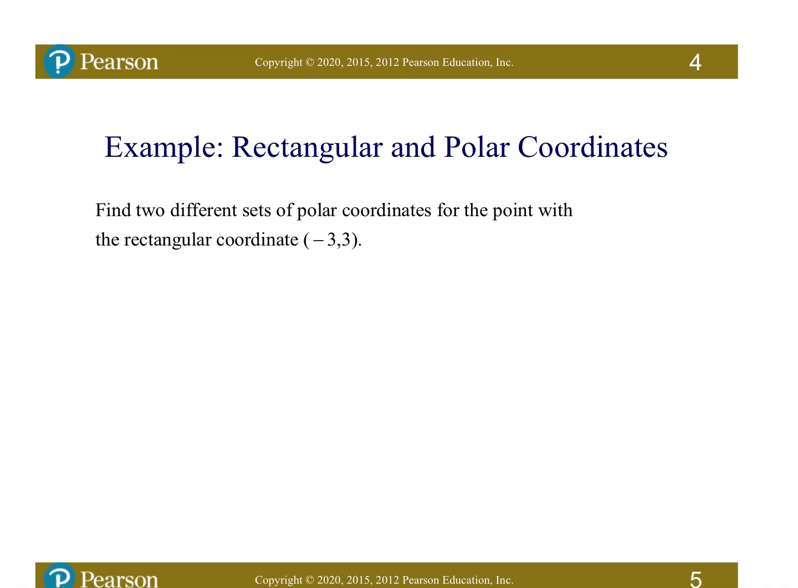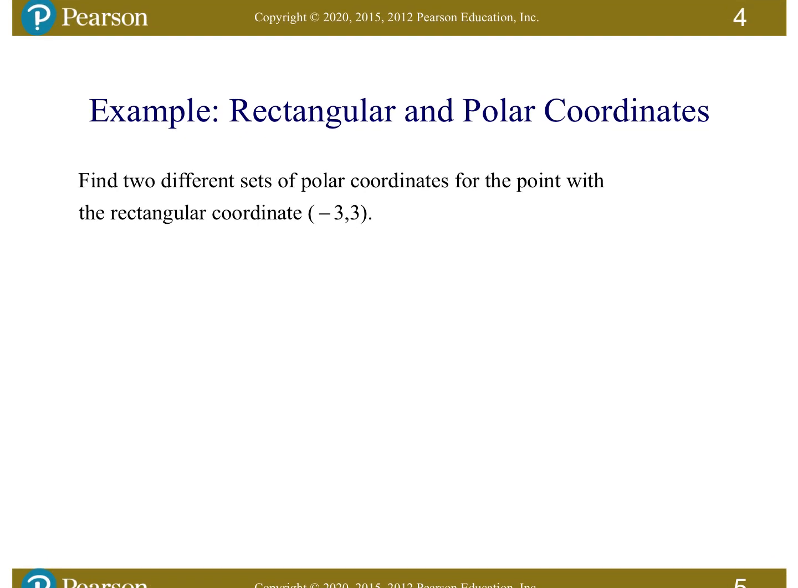Okay, so let's find two different sets of polar coordinates that would equate to the rectangular coordinate of negative 3, 3. All right, so we're going to picture this. I always think a good idea is to picture this.